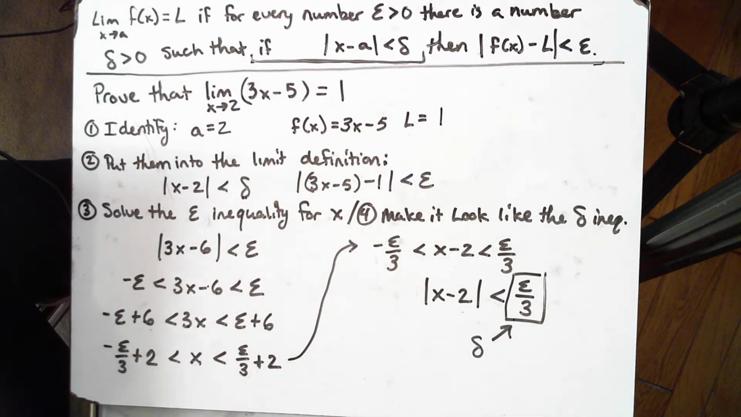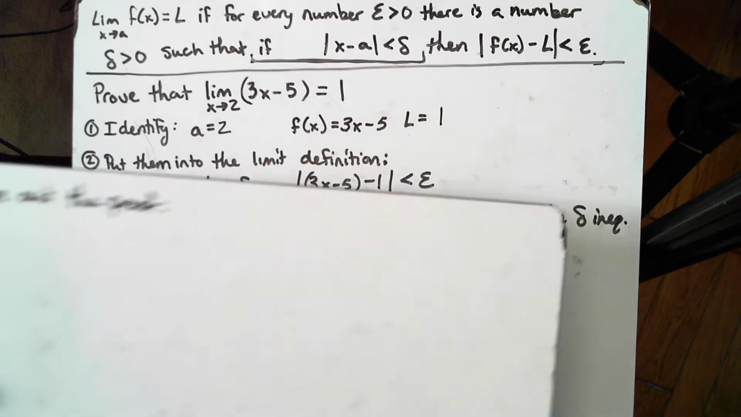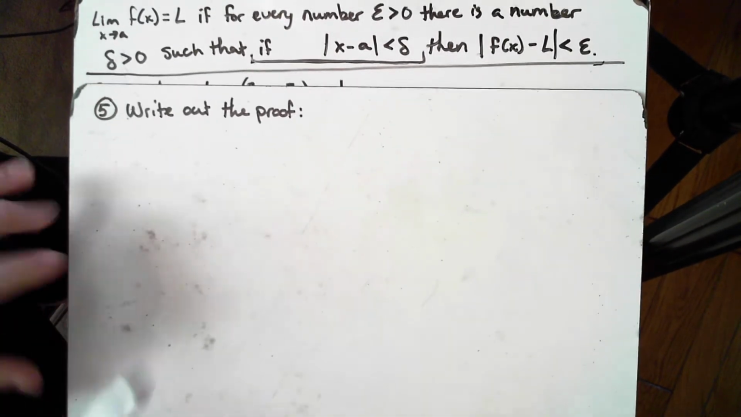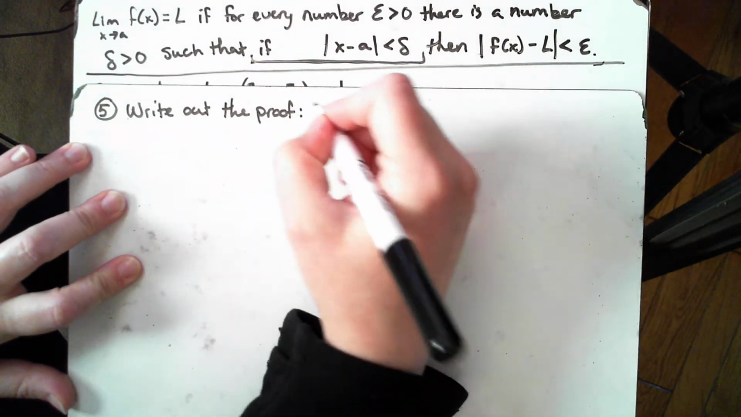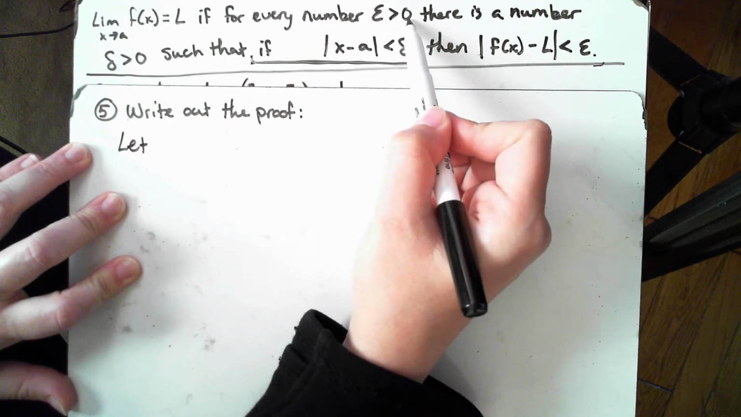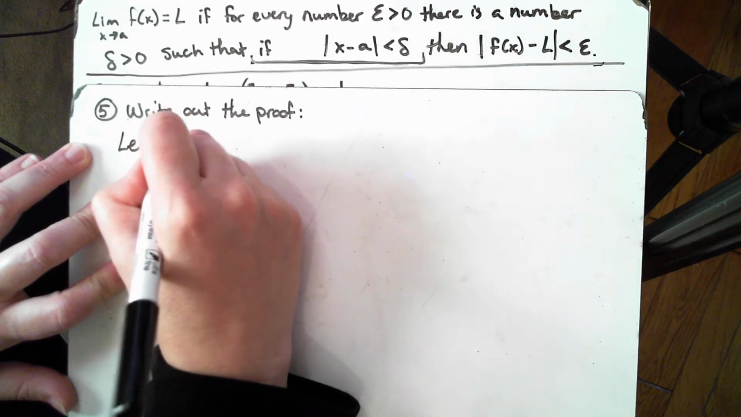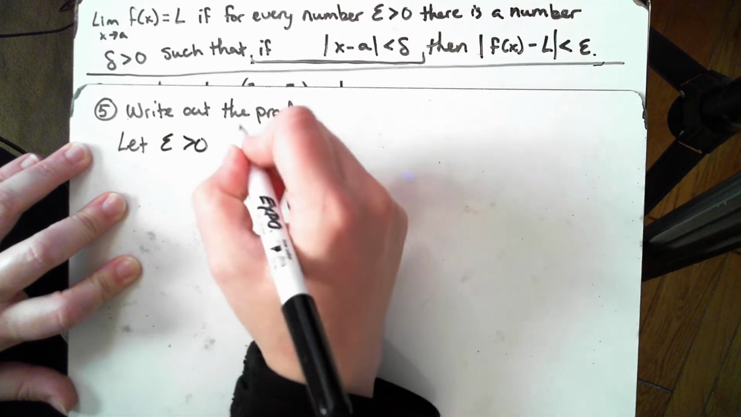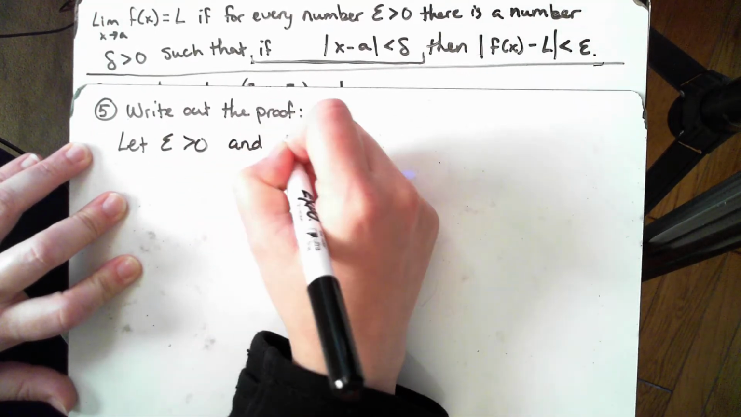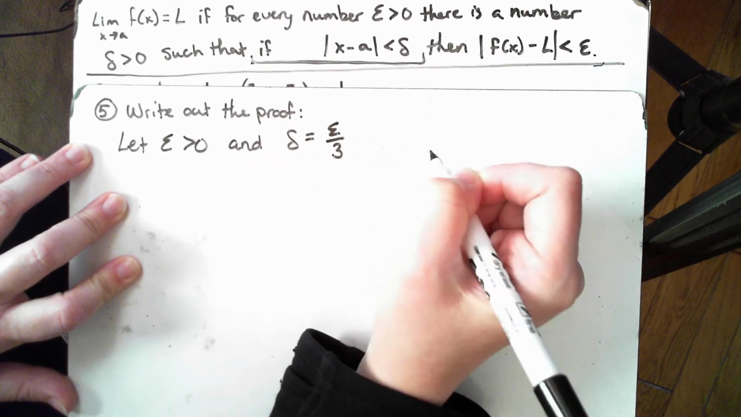So the last step of this is to actually write out the proof. Remember, delta is epsilon over 3. Now I have to say epsilon has to be greater than 0 because that is part of my definition. Let epsilon be greater than 0 and delta equal epsilon over 3.